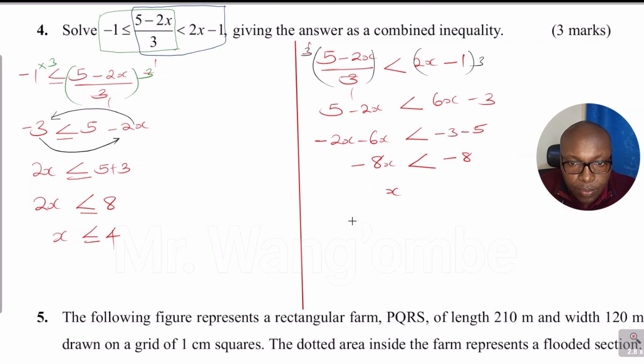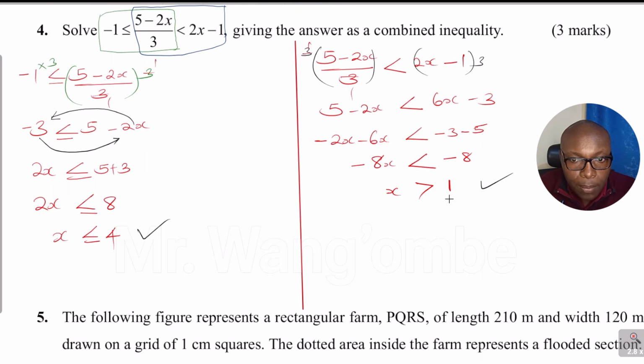negative 8, and when you do so, the sign changes. In inequalities, the moment you multiply or divide both sides of the inequality by a negative, the inequality sign changes to the opposite. This one is less than, so it will change to greater than. So this will be positive 1, negative 8 divided by negative 8. So these are the two solutions.